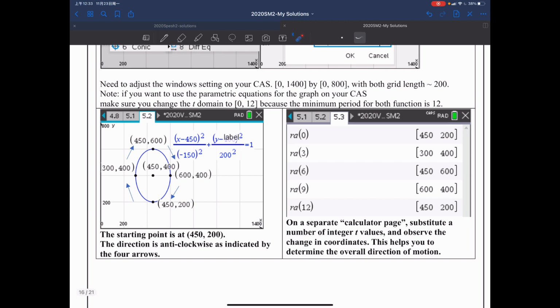Right, make sure we label the starting point and also indicate the directions, but you only need one arrow, not 4 arrows, okay? I overdid that question, giving too much information.